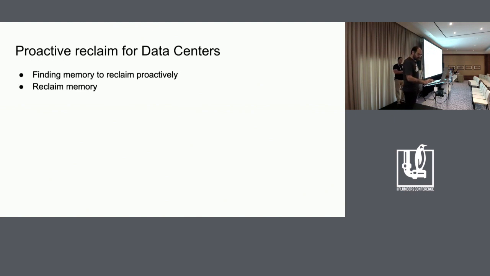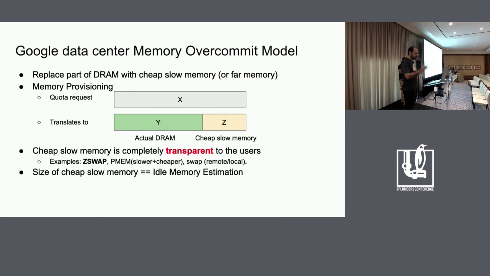So even before going into those details, let me first give you the high level of how at Google we do the memory overcommit. It's basically we replace part of DRAM with cheap, slow memory or far memory. So how we provision memory is, someone requests X amount of memory, which translates to part DRAM and part cheap, slow memory. This model is generic enough that the cheap, slow memory is completely transparent to the user.